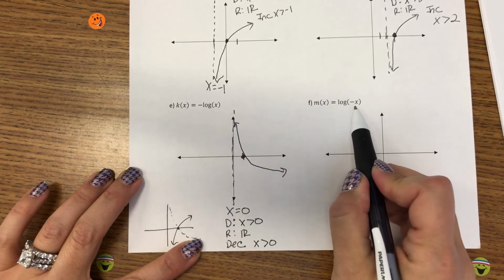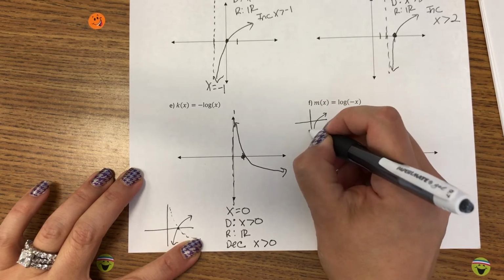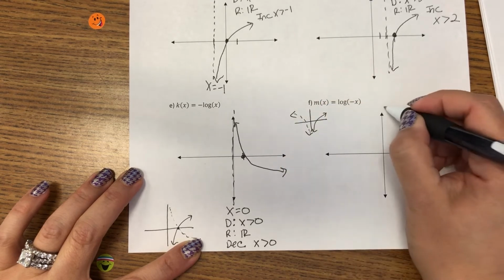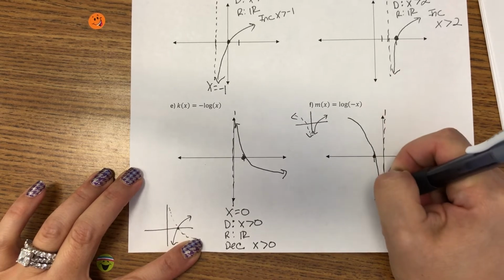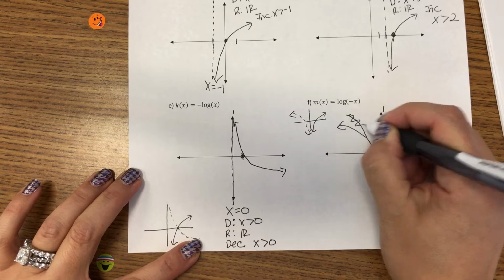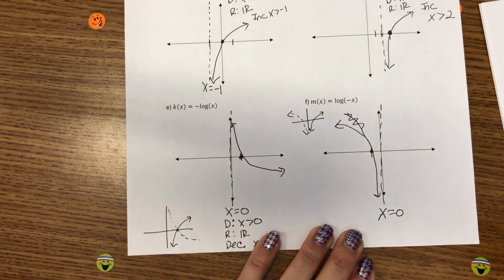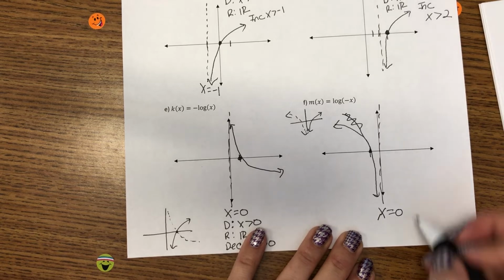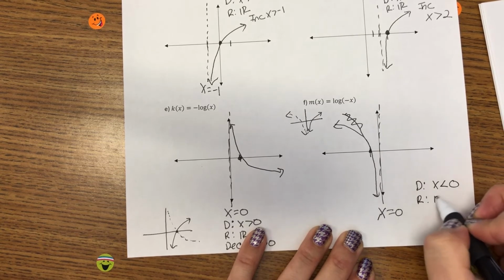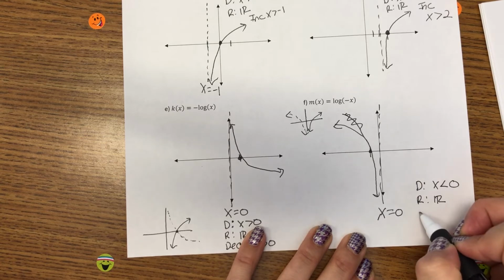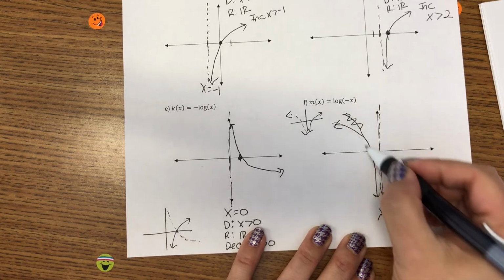The negative on the x is a reflection over the y-axis, so now my graph's going to reflect over here. Oh, that's a little too steep. Asymptote is x equals 0. The domain is x less than 0. Range is all reals, and we're still decreasing for every x less than 0 because the graph is going down.